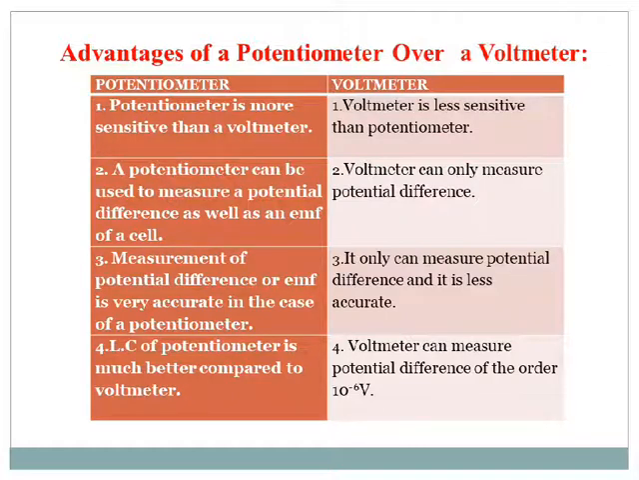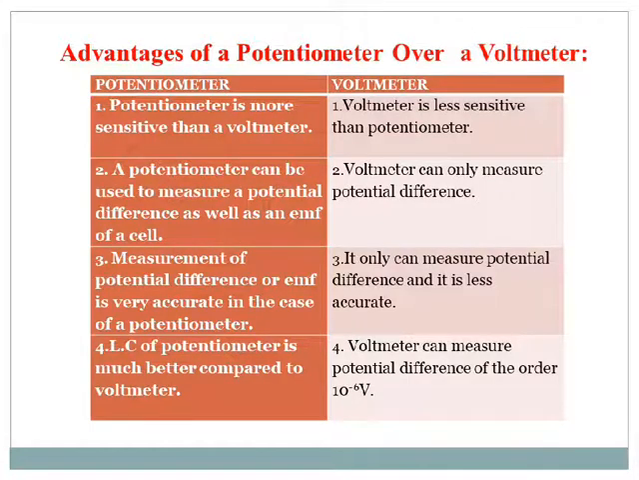So these are the main advantages of a potentiometer. The second point, as we have said, is that a potentiometer can be used to measure potential difference as well as the EMF of a cell, but a voltmeter can only measure the potential difference, the voltage. Third advantage is that measurement of potential difference or EMF is very accurate in the case of a potentiometer.